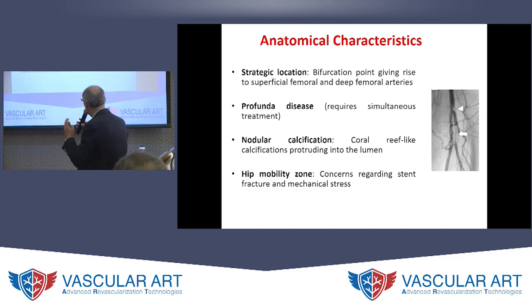Lesions in the common femoral artery tend to be coral reef like. You open the femoral and there is a posterior plaque mushrooming from the posterior wall or straddling onto the profunda. It's a vessel in a hip mobility zone, and there will be concerns regarding stent fracture and mechanical stress if this is the approach that's been taken.